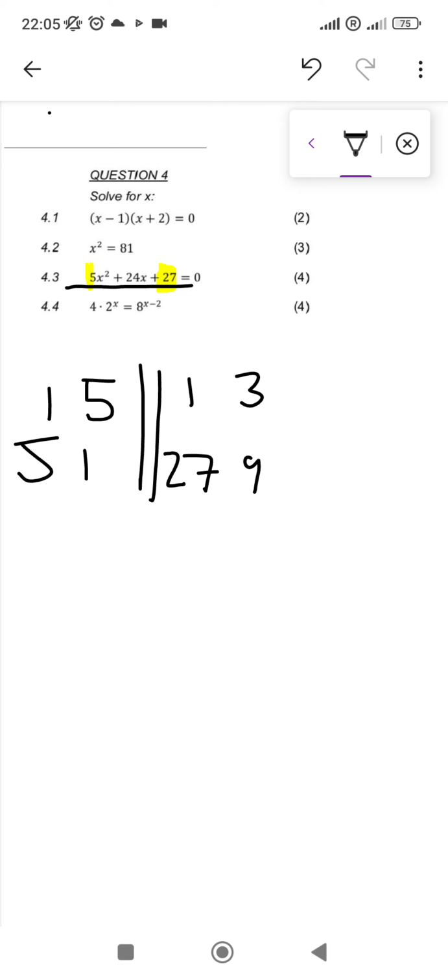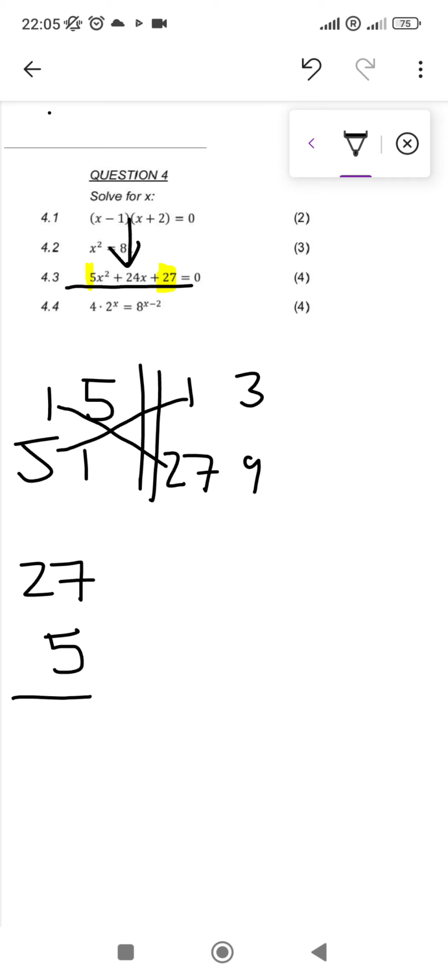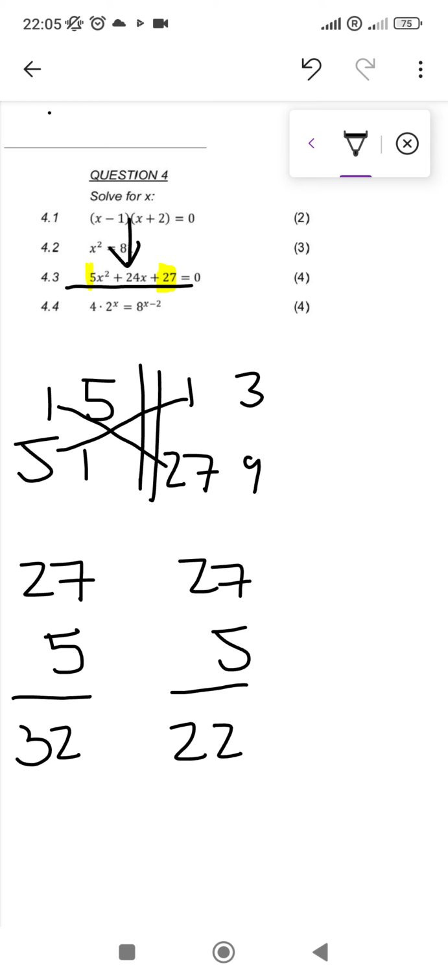What I mean when I say that is like this. This one, I'm gonna multiply with that 27. 1 times 27, still 27. This 5, I'm gonna multiply with 1. And now these values I'm gonna add or subtract to see if I can get my middle term. My middle term is that 24 there. So 27 and 5, if I add those, I get 32. 27 and 5, if I subtract those, I will get 22. So this pairing, this combination can either get me 32 or 22.